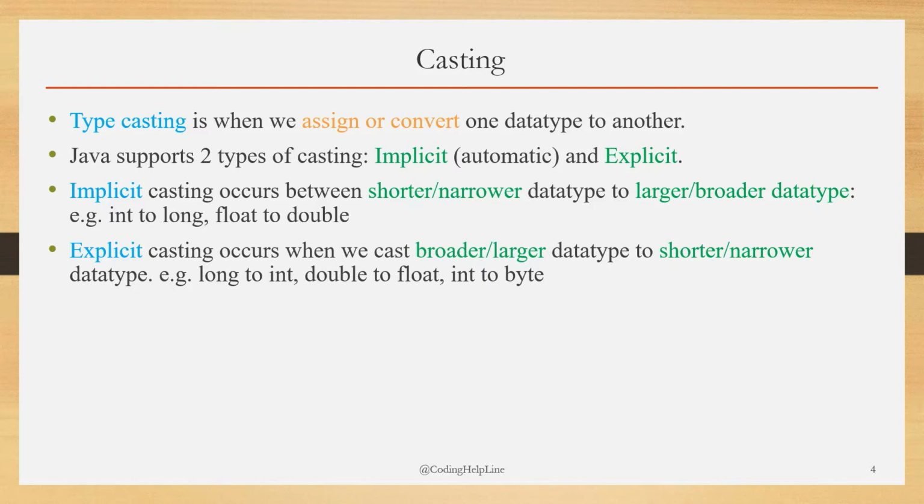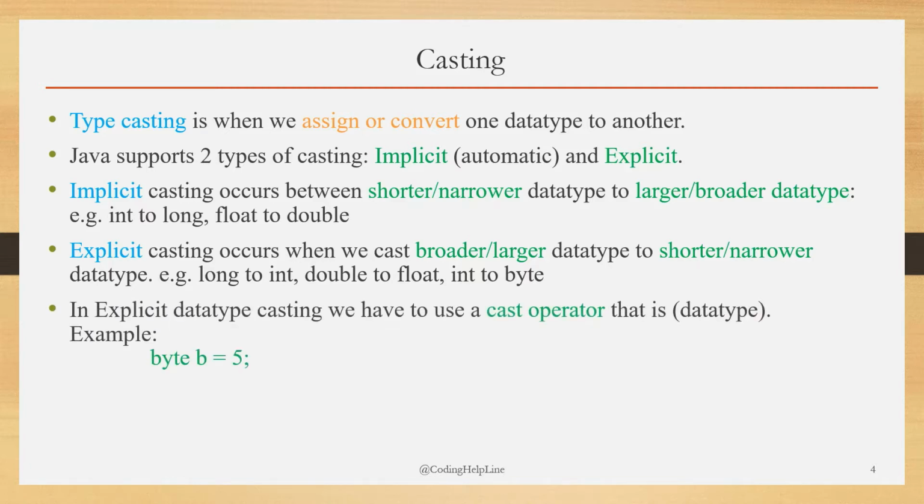On the other hand, explicit casting occurs when we cast a broader or larger data type to a shorter or narrower data type. For example, long to int, double to float, int to byte. We have to cast it explicitly through programming. It does not happen automatically. If we do not cast it, it will end up in a compile error and the program does not compile.